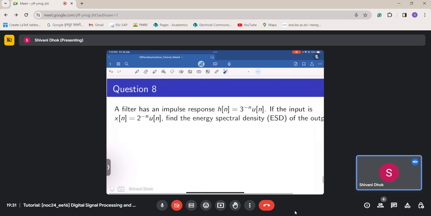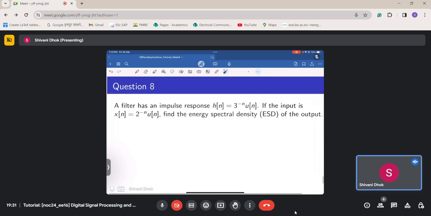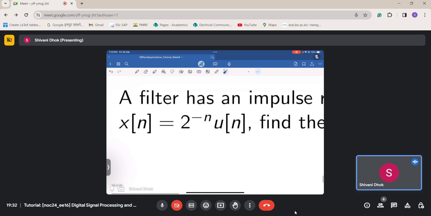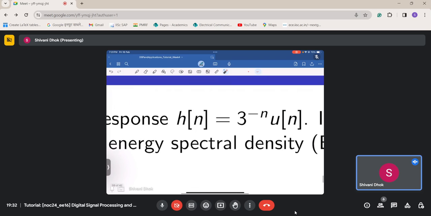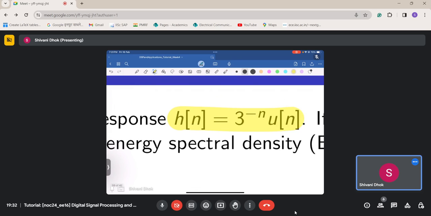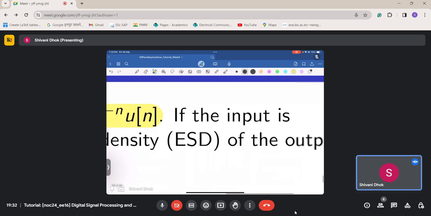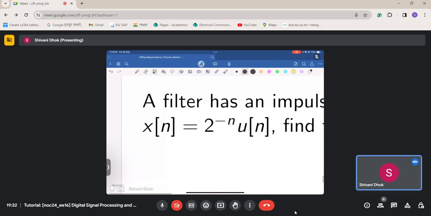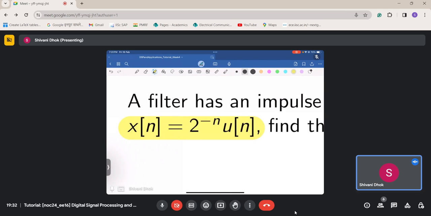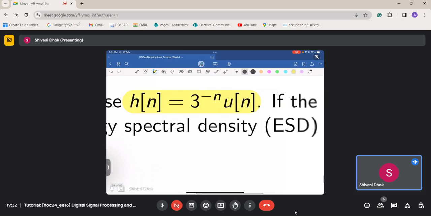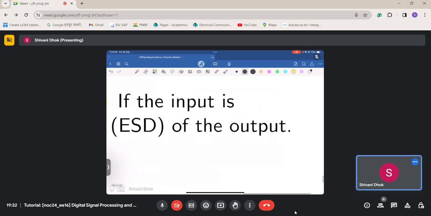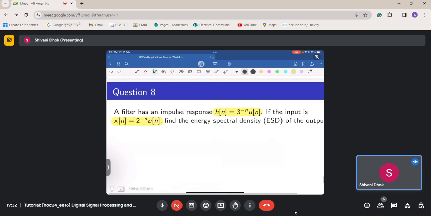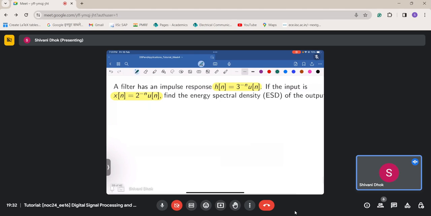If there are no questions, then let me move on to the next question. It says that a filter has impulse response h(n) equal to 3^(-n) u(n). If the input is x(n) equal to 2^(-n) u(n), we need to find the energy spectral density of the output. So these are the two things. What we are given is a filter, and a filter is an LTI system.